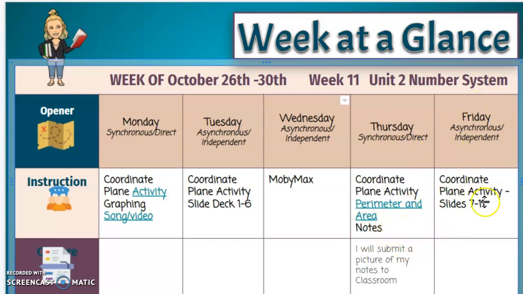And then on Friday, you're going to be practicing what we learned on Thursday in a slide activity that has some detailed instructions.